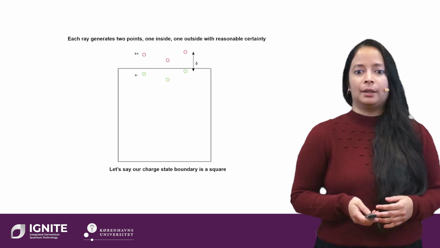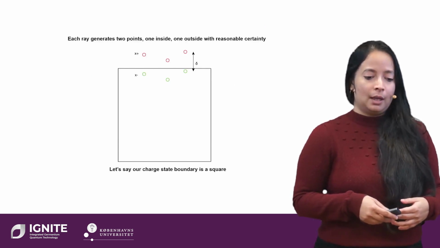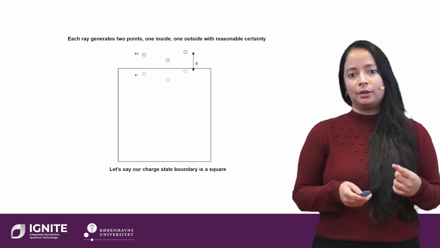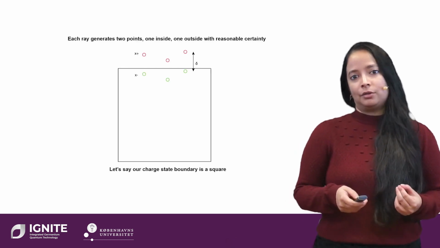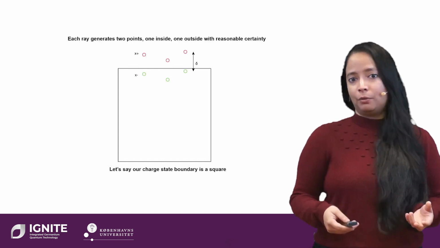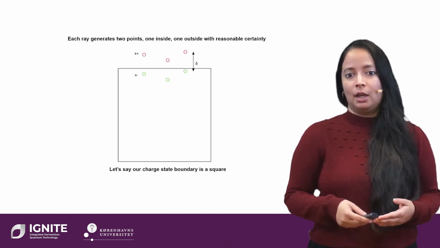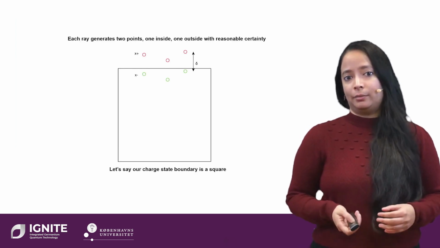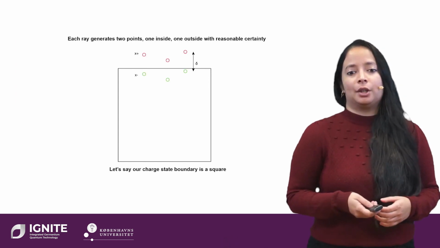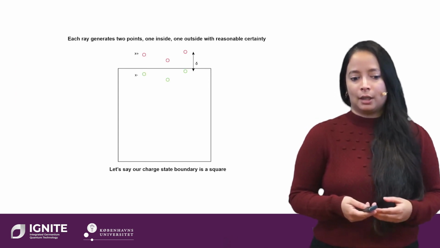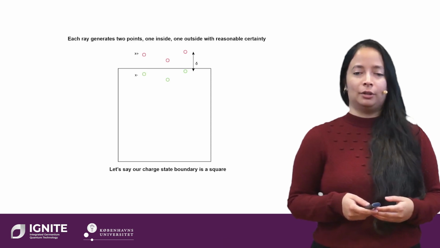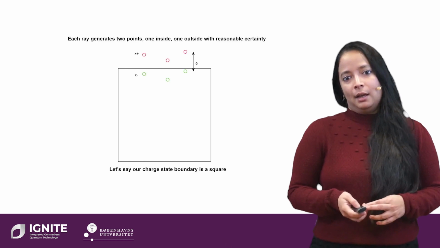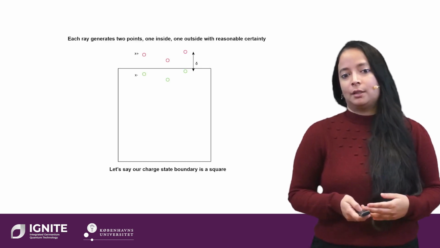And the essential thing that enables this is that each array that you send out generates 2 points as it encounters this boundary. 1 point can be inside and 1 point can be outside, with reasonable certainty. And let's say the charge state boundary that we want to figure out is a square. This can be called the ground truth in the language of mathematics. But the computer, of course, doesn't know this ground truth.